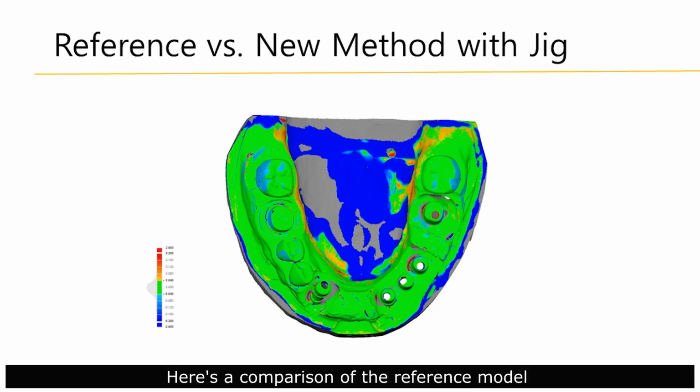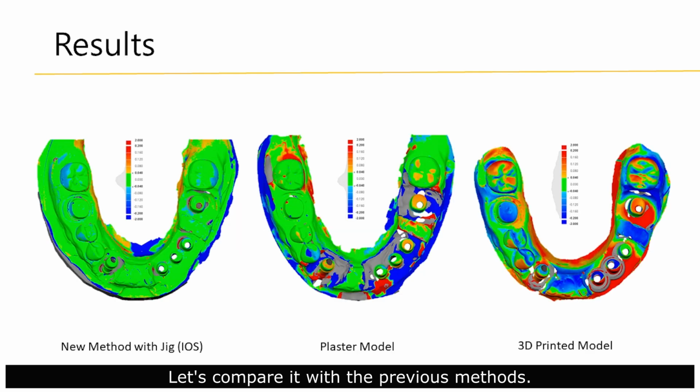Here's a comparison of the reference model and the compensated model using the jig. Note that the abutment is colored mostly green. This means an error range of 40 micrometers or less. Let's compare it with the previous method. You can see the smallest error in the compensation method using the jig.